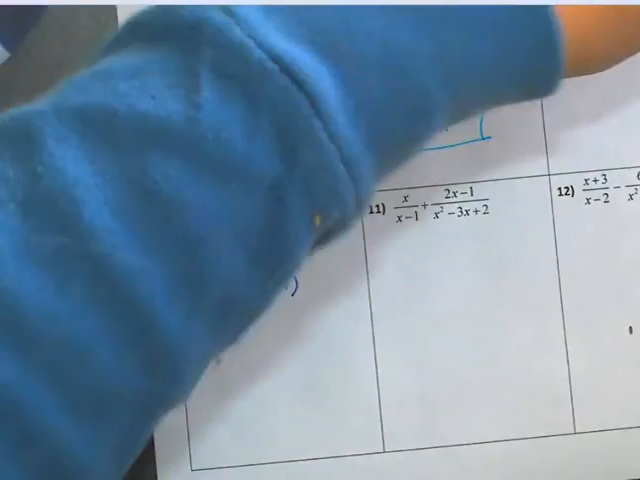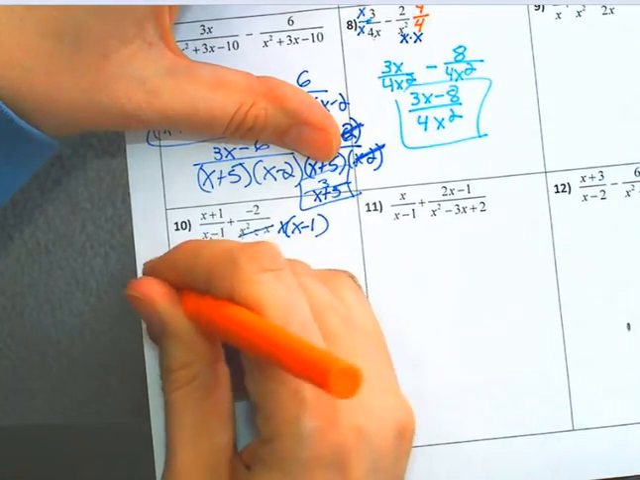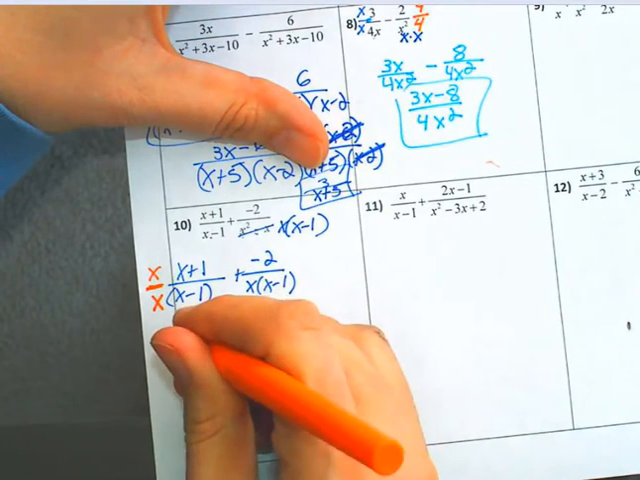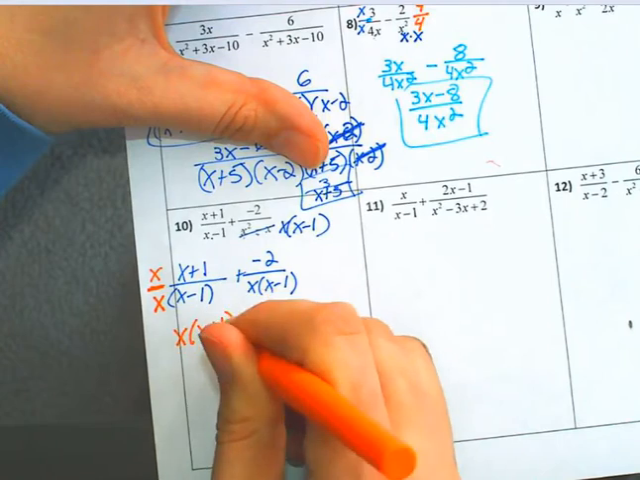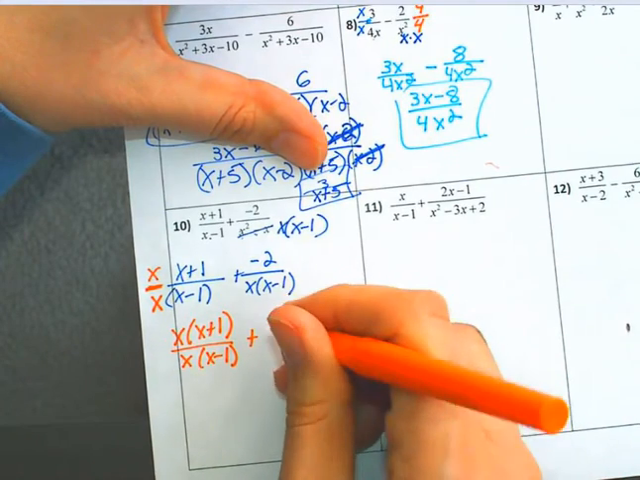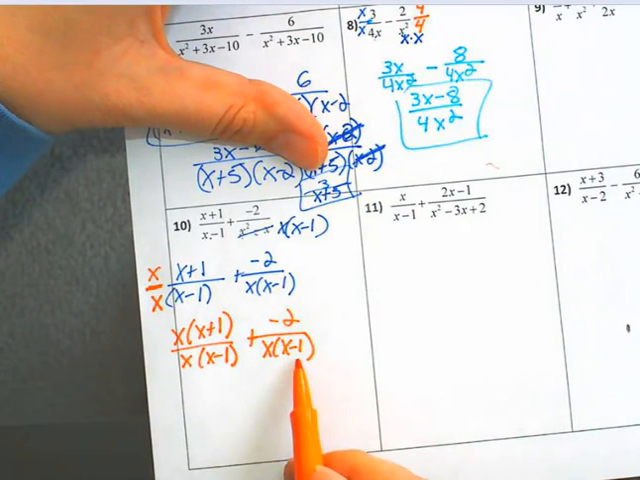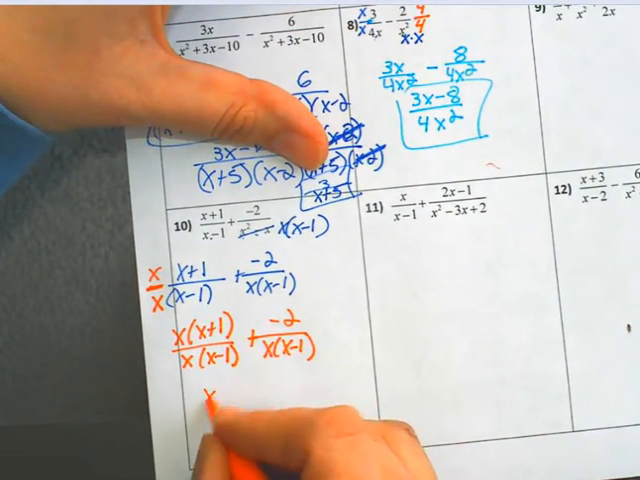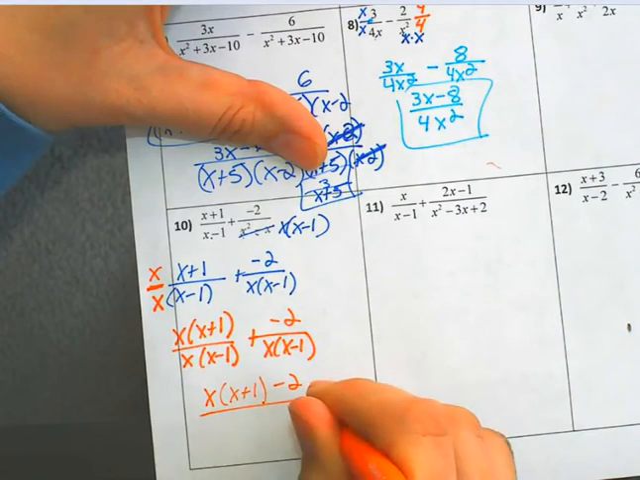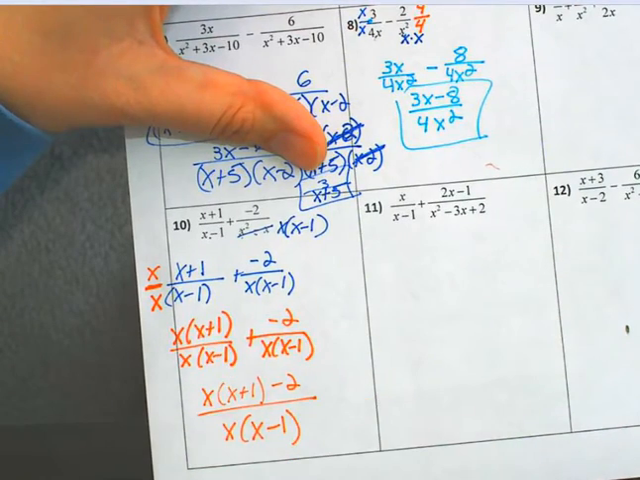So I'm going to multiply the denominator over here by x, but remember, if I do that to the denominator, I also have to do it to the numerator of this fraction. Okay, so I'm going to go ahead and multiply that through. I have x times x plus 1 over x times x minus 1 plus negative 2 over x times x minus 1. My denominators match, so I can perform the operation on the top. X times x plus 1 minus 2 over x times x minus 1.